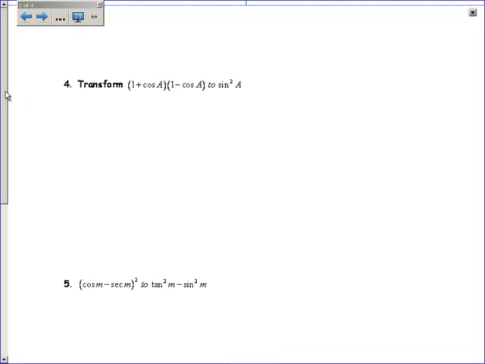Next page. Okay, now we're going to transform 1 plus cosine a times 1 minus cosine a to sine squared. And here there's not a substitution for cosine to make, because it's not cosine squared. So let's try some algebra in this case. And of course, we know that this isn't just 1 times 1 and cosine times cosine. We are going to FOIL this, double distribute, whatever you want. But we are going to multiply all of this together here.